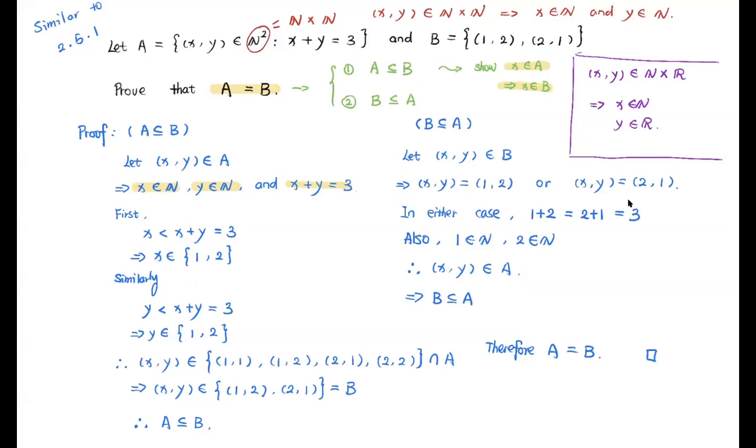Any other question? Yeah, I have a question. Okay, last question. So we can just prove that B is a subset of A by proving that all of the elements of B can be x plus y equals 3, right?